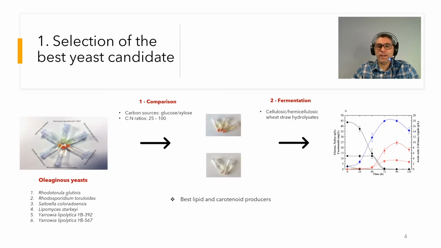So, in the first part of the experiment, 6 oleaginous yeasts were initially cultivated in synthetic media containing glucose or xylose as carbon sources in order to identify the best lipid and carotenoid producer. As oleaginous yeasts can switch their metabolism to lipid accumulation under nutrient-starving conditions, lipid and carotenoid production ability was measured and compared under different carbon-to-nitrogen ratios. The best candidates were then cultivated in cellulosic and hemicellulosic hydrolysates obtained from wheat straw, and their performances were compared.